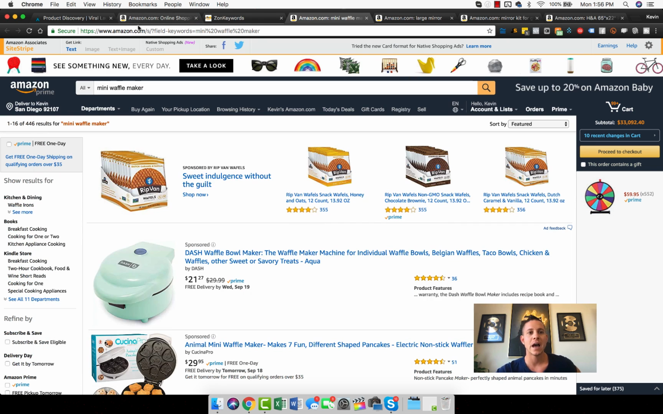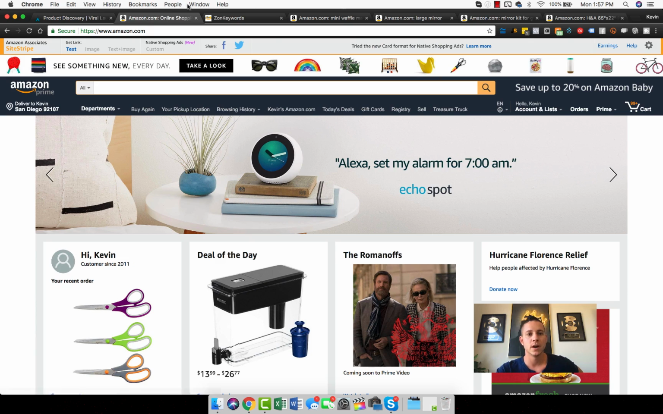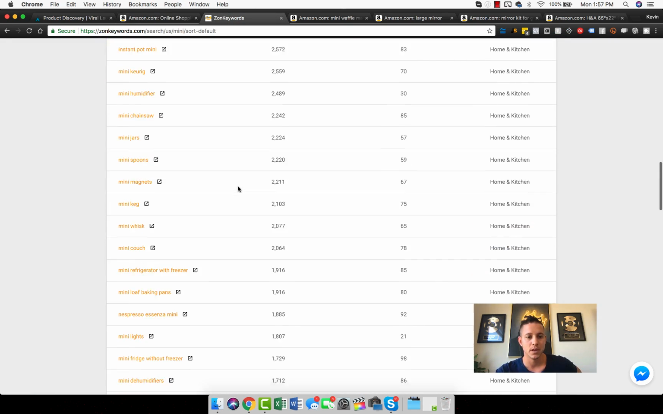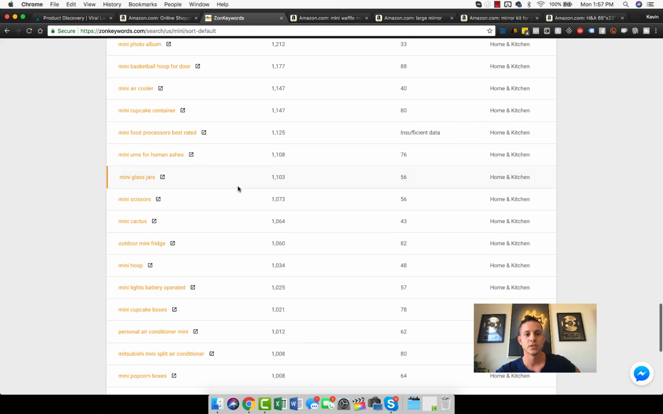That is how I like to use quantifying words, descriptor words, whatever you want to call it, right? Mini, reusable, disposable, large, eco-friendly, lots of different ways to describe things. And then I'll look through the entire set. There's so many options to go through in Zon Keywords here. Look at all of these. Mini bundt cake pan, mini Keurig, mini couch, right? It just goes on and on and on.